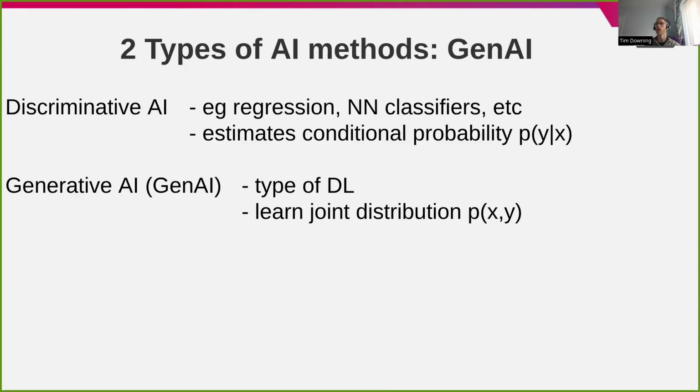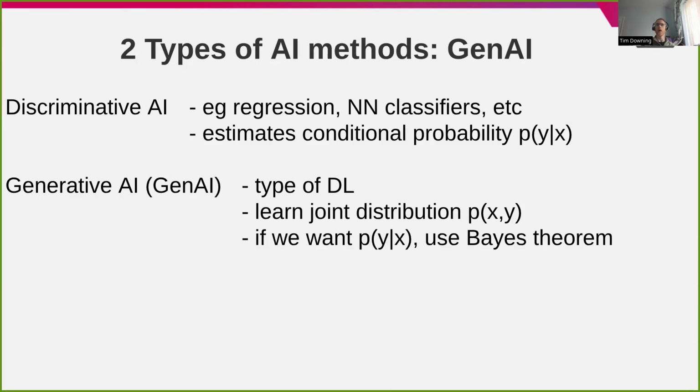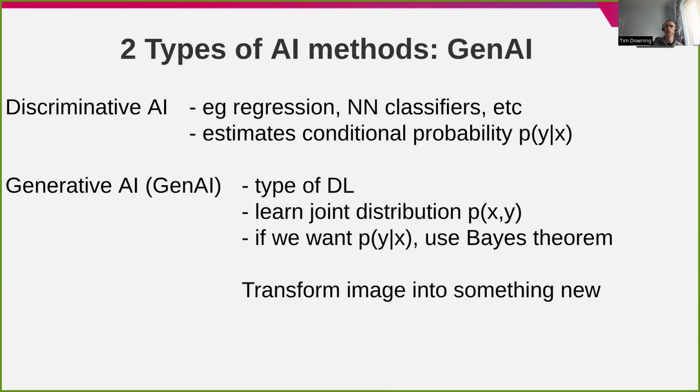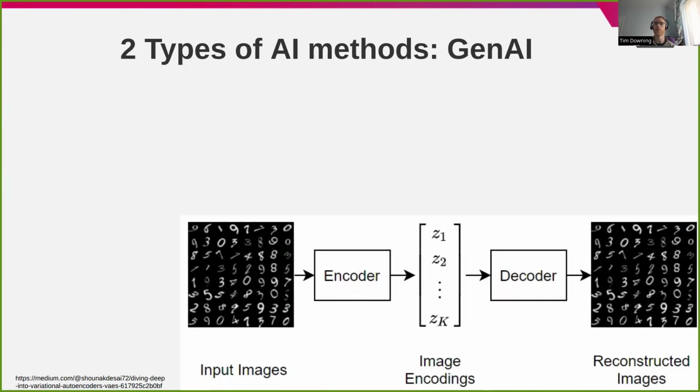And think of YOLO image detection, which is trying to identify the set of items in an image at the same time. So it's not a conditional set of probabilities based on the image for the different parts of the image. It's doing it all at the same time. And we can infer the probability of Y given X retrospectively using Bayesian approaches on that basis. And this allows us to transform our image into something new. So we're generative, we're creating something new.